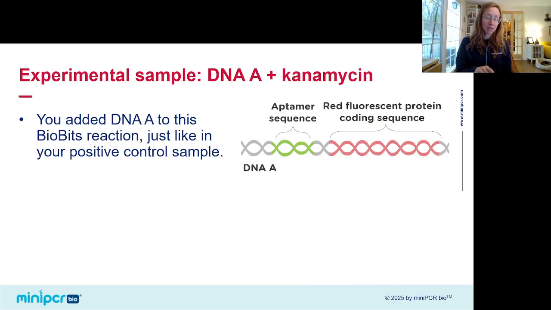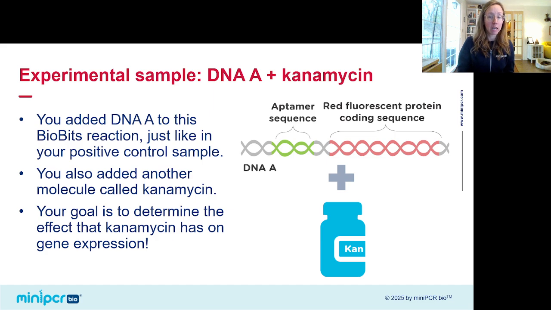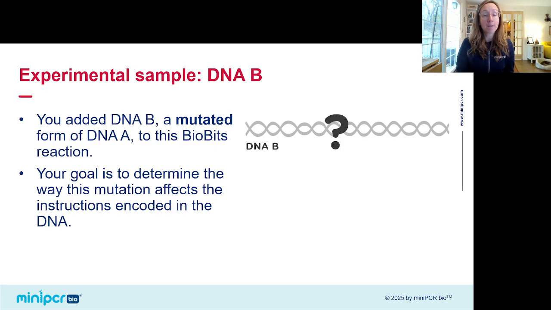Tube 3 is like a twist on tube 2. We added DNA to tube number 3, just like we added to tube number 2. DNA A contains the aptamer sequence and the red fluorescent protein coding sequence. But we also spiked in another chemical, something called kanamycin. So students' job is to determine the effect that kanamycin has on gene expression. Tube number 4 is our second experimental sample. To that tube, we added DNA B. DNA B is a mutated form of DNA A. And students' job here is to determine what effect that mutation has on the instructions that were written into DNA A.